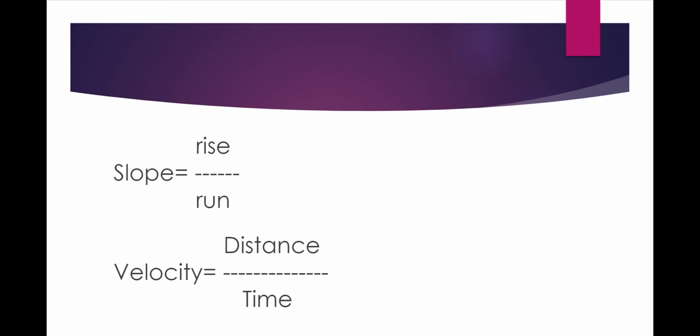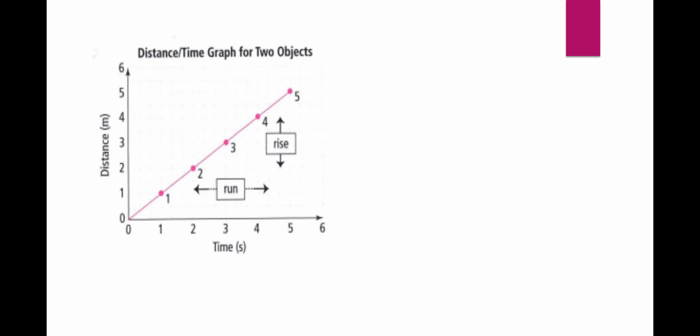Remember that the equation for velocity is distance over time, and so just so you understand, rise is the difference in the distance, and run is the difference in the time. And so essentially, because distance over time equals velocity, rise over run equals the slope, which is the velocity of the line.